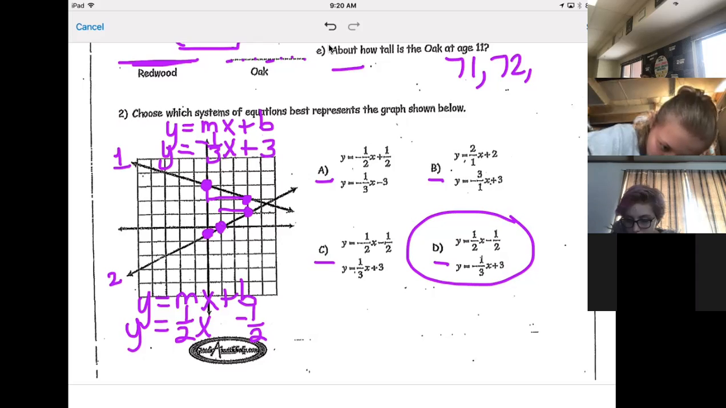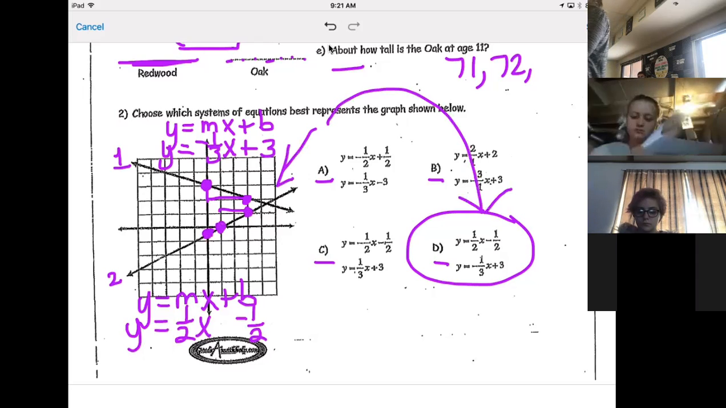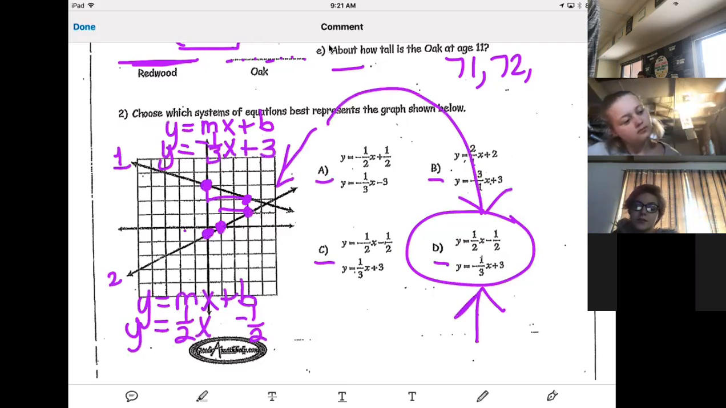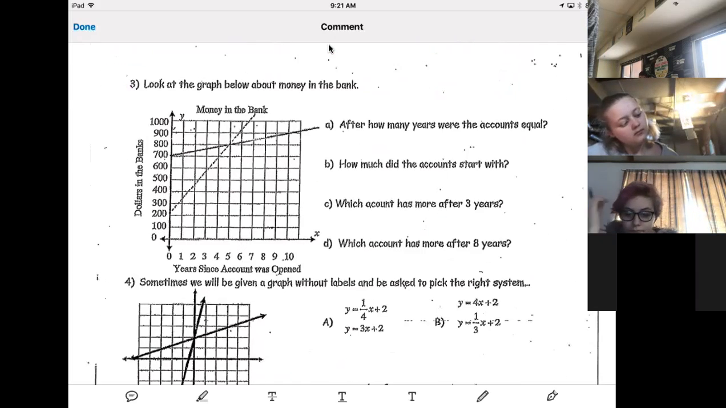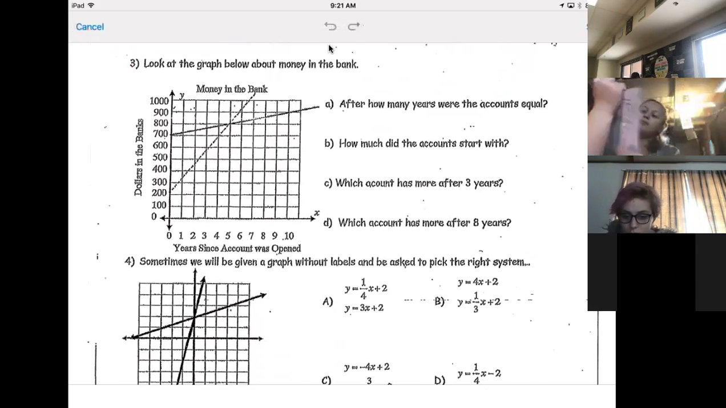Now, I'm going to tell you right now that your assignment today is not going to be going in this direction, using the graphs to find the equations. You're going to be starting with the equations and have to graph them and find the point of intersection. So let's do a couple of these though, and then we'll get started on our actual homework.